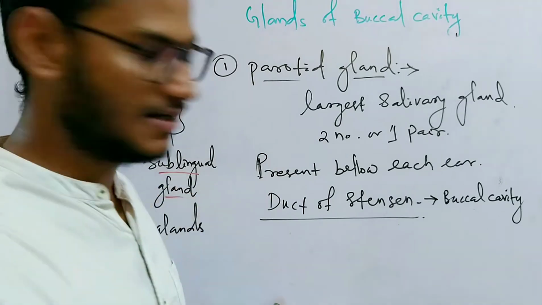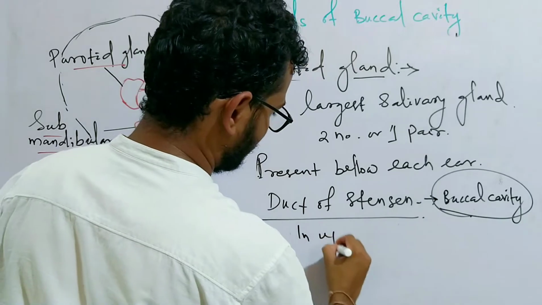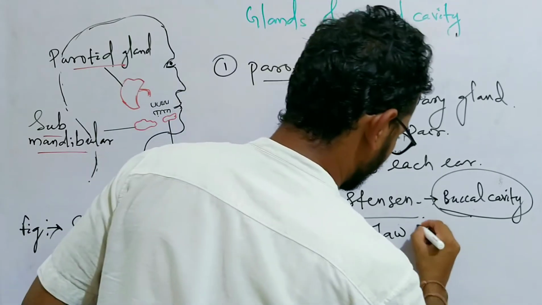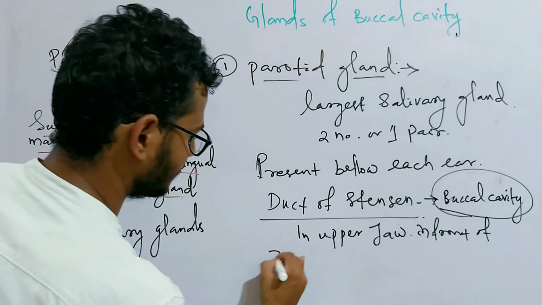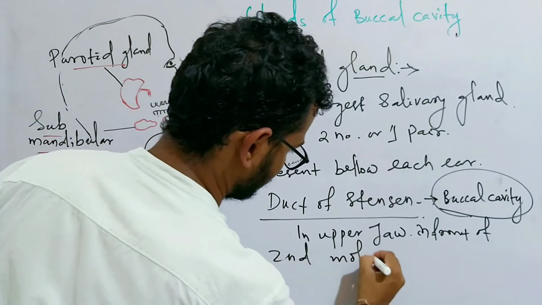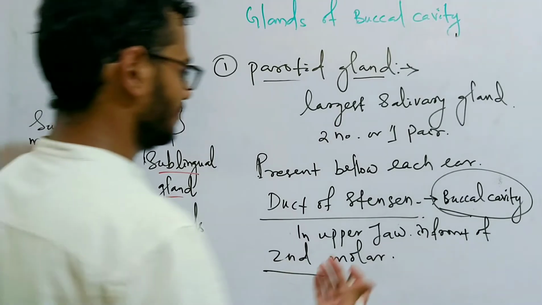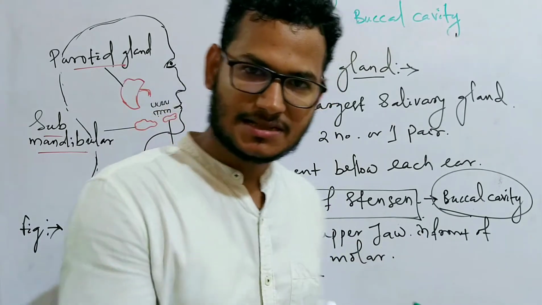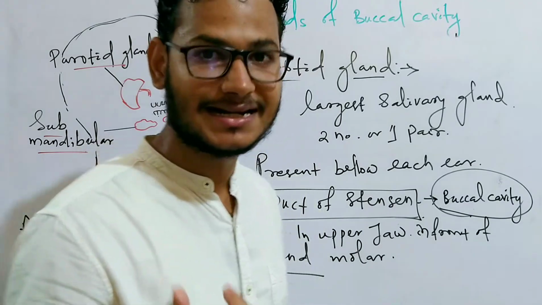It opens in the upper jaw, in front of the second molar, to the buccal cavity. Clear? So in front of the second molar it opens with the help of the duct of Stenson. Second molar means, just wisdom teeth is the third molar which appears late. It is also called late teeth.